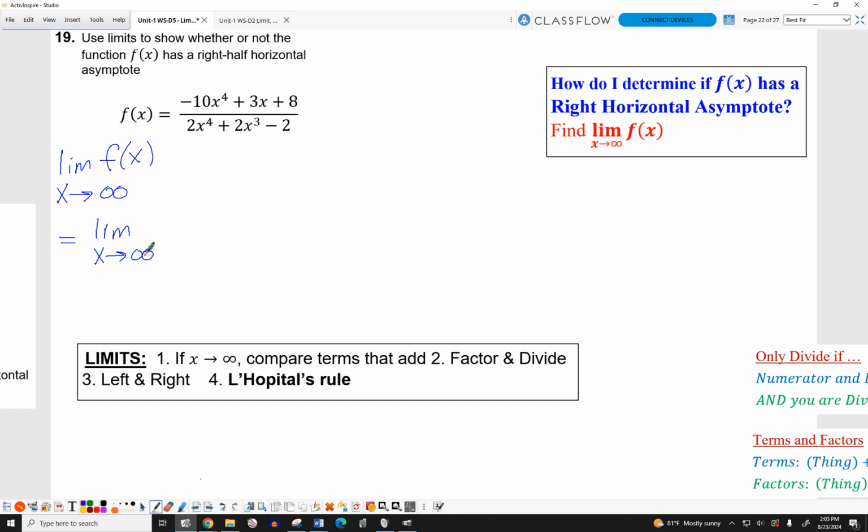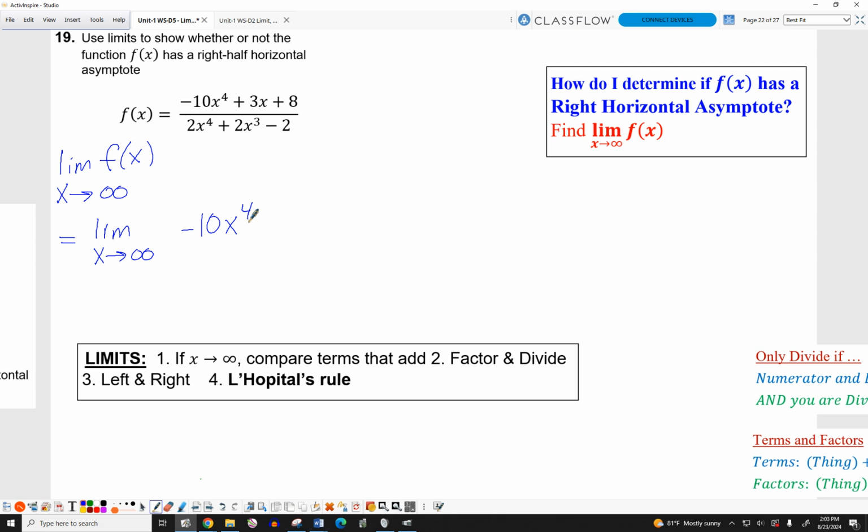Let's go, Samantha, what do you got? Yeah, the numerator term that is dominant will be the negative 10x to the 4th because of the x to the 4th power. So honesty, raise your hand if you honestly knew that. 2 points, 3 for Samantha. Okay. Questions?